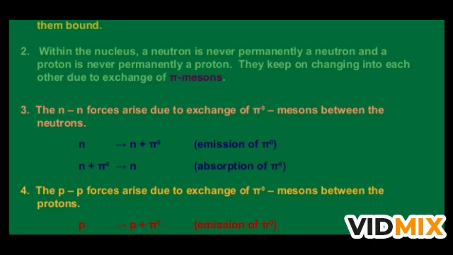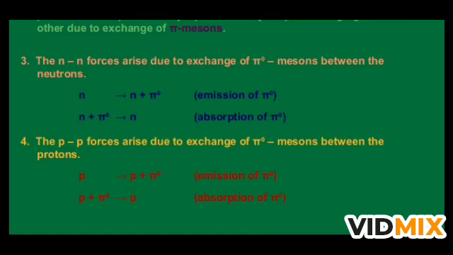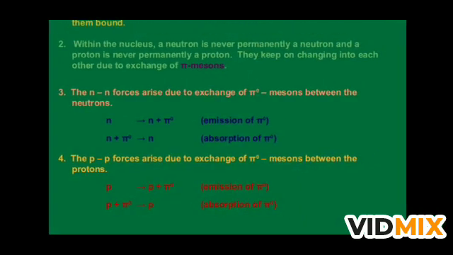One neutron emits one pi naught meson, and when this is absorbed by another neutron, it is converted to a proton. Proton-proton forces arise due to the exchange of pi naught mesons between the protons. Whatever pi naught meson is released by one is absorbed by the other, they change their nature of charge, and they are kept bound by the nuclear forces.